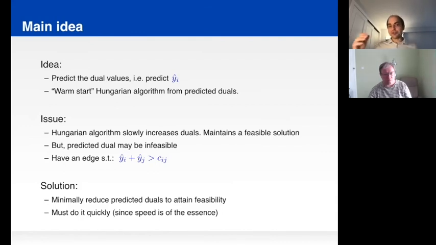So we want to reduce them as little as possible. We kind of want to project on the feasible polytope. So we're going to reduce these duals a little bit to attain feasibility. The reason that this is now going to be hard, or could be hard potentially, is that we don't have time to do this, right? We're competing, like we can't take quadratic time, we can't take anything else because we're competing on time with a basic Hungarian algorithm, right? Speed is of the essence here.